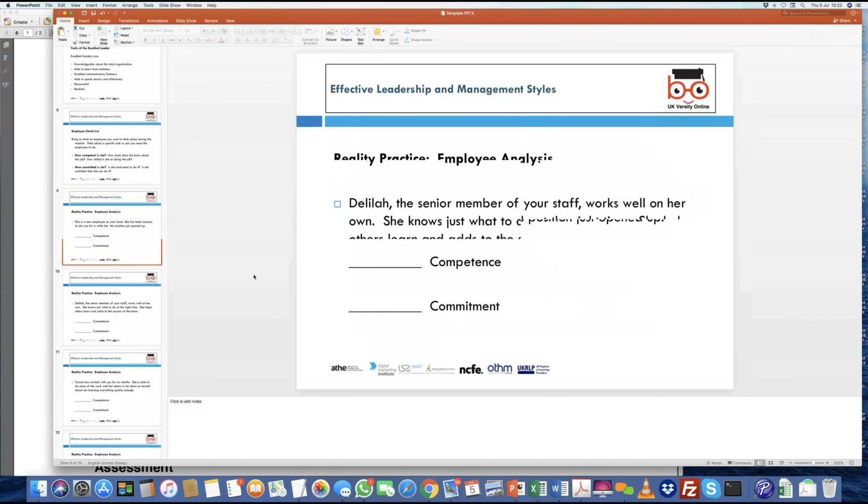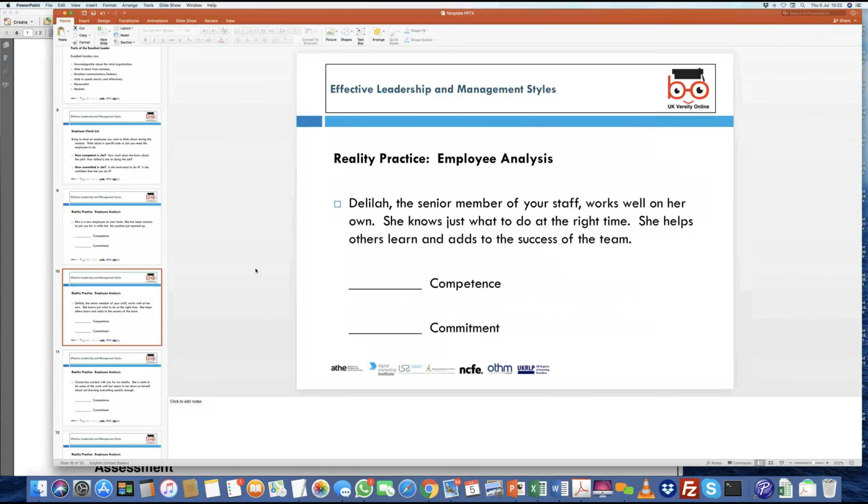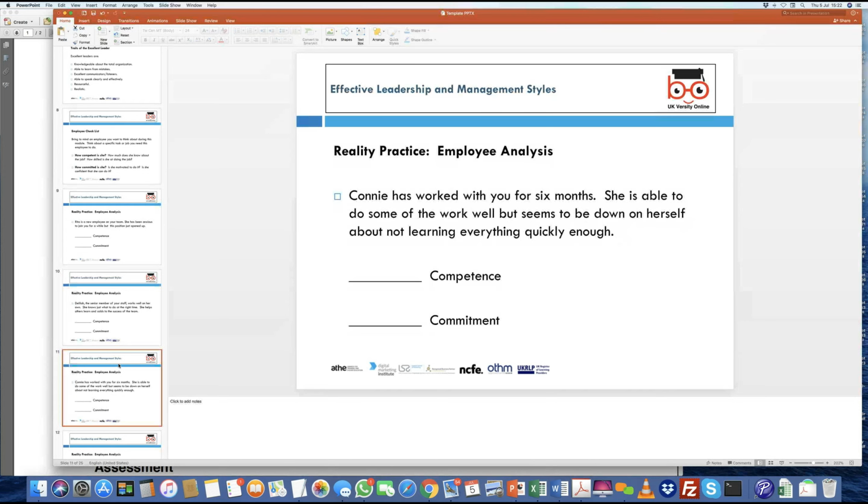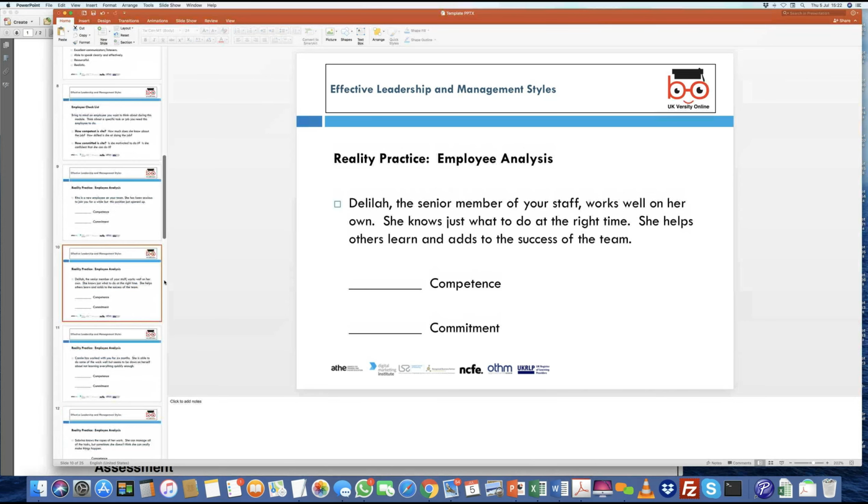A senior member of the staff works well on her own. She knows just what to do at the right time. She helps others learn and adds to the success of the team. So is this competence or is this commitment? This is competence. That is correct. So self-explanatory, because she's worked in the company for a number of years. Correct. Let's look at another one.